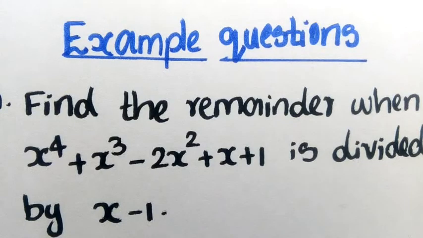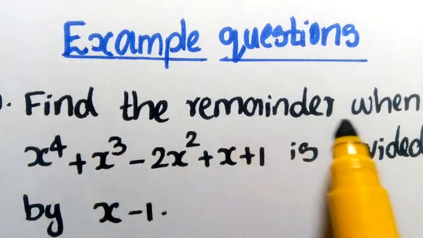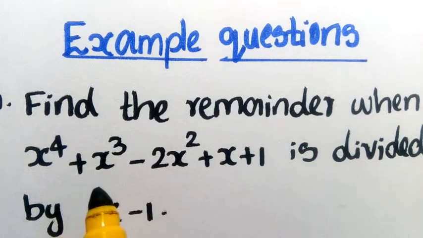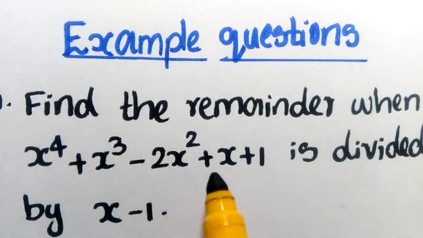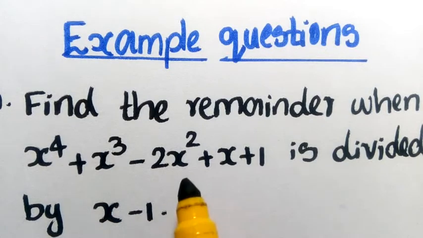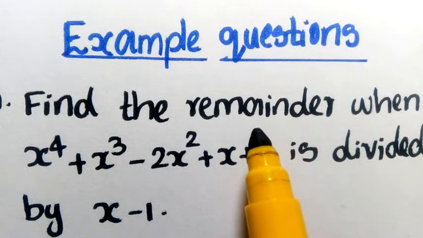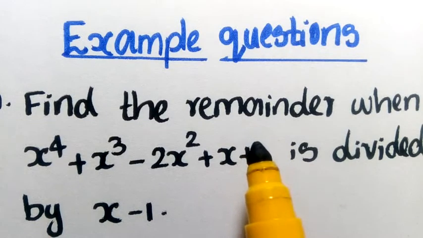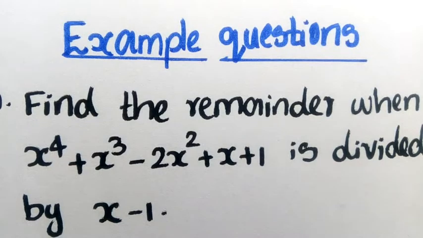Let us check the application of remainder theorem by using some example questions. Example 1. Find the remainder when x power 4 plus x cube minus 2x square plus x plus 1 is divided by x minus 1. Here we have a dividend and a divisor. We need to find the remainder. If you do the long division also, you will get the answer. But if you apply remainder theorem, then you will get the answer fast.